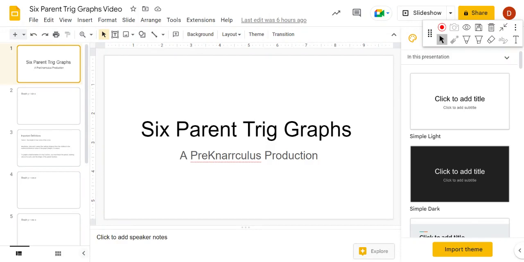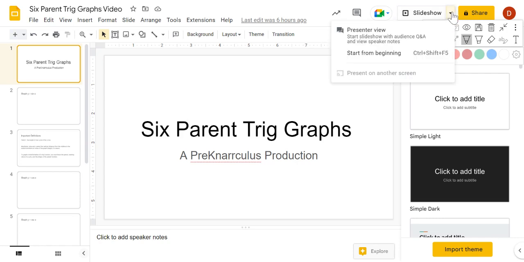Today, we are going to graph all 6 of the parent trig graphs. So we know we work with 6 trig functions in this course: sine, cosine, tangent, cosecant, secant, and cotangent, and we are going to show you the graphs of all 6 of these to give ourselves an idea as to how we would actually go about transforming these graphs.